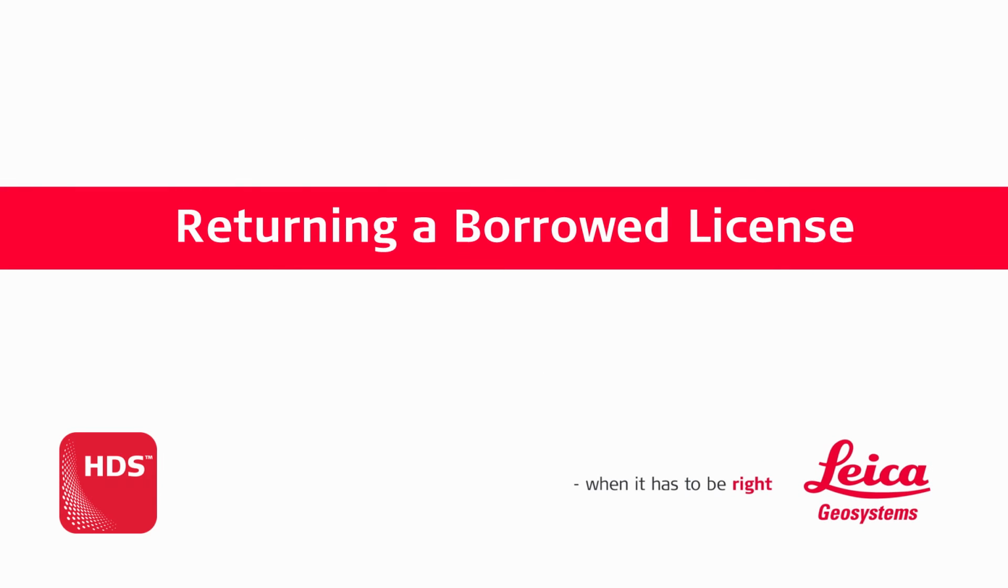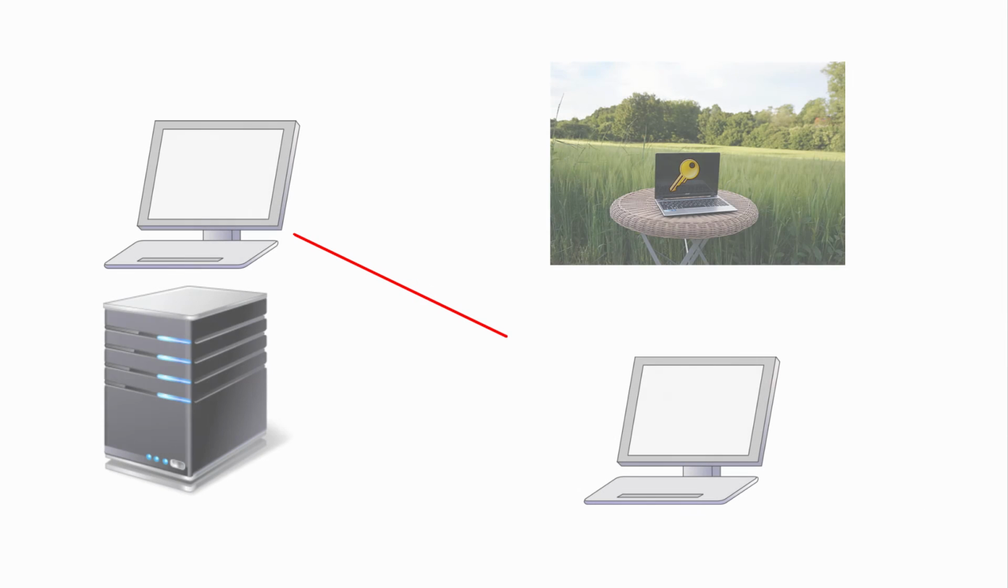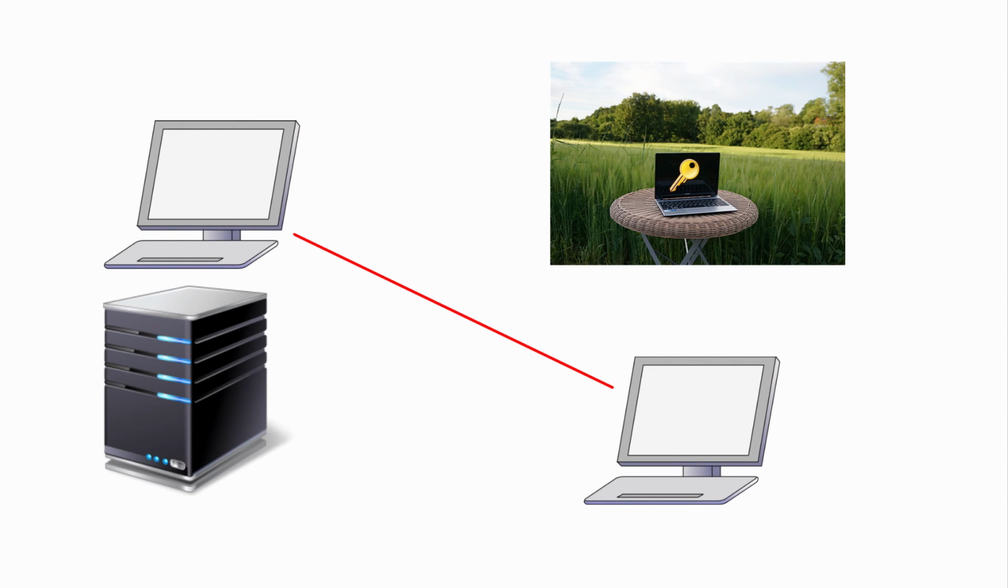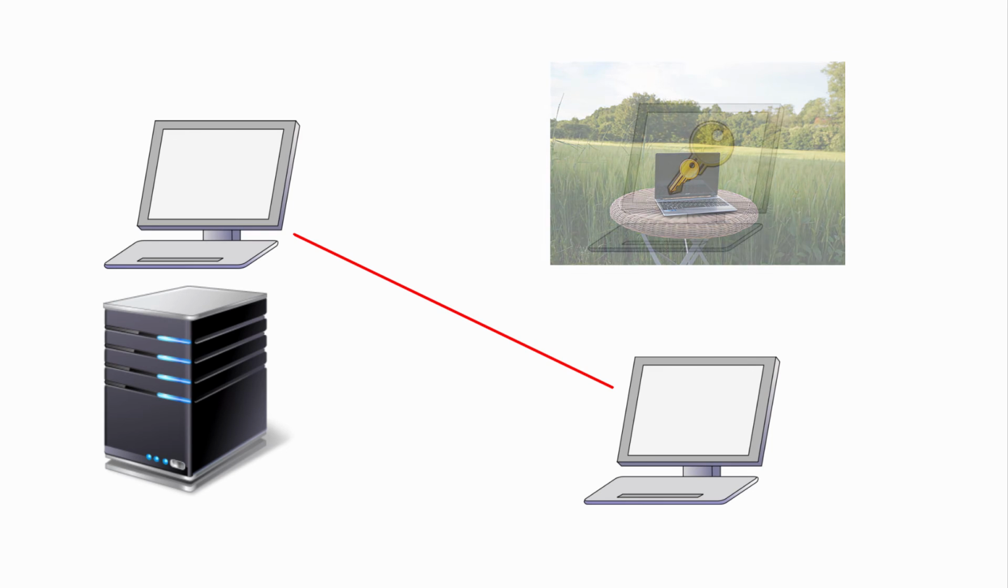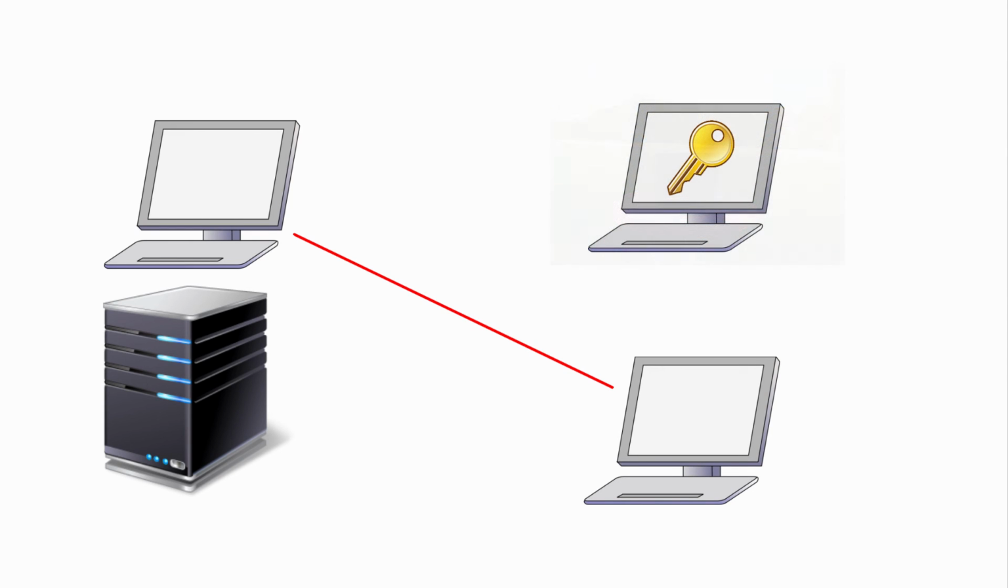Returning a borrowed license. When finished using the licenses offline, they need to be returned to the floating license server where they were borrowed from. If borrowed licenses are not actively returned, they will return automatically at the end of the specified borrowing period. To return a borrowed license, connect the PC to the network of the license server. Take care that all client software is shut down.